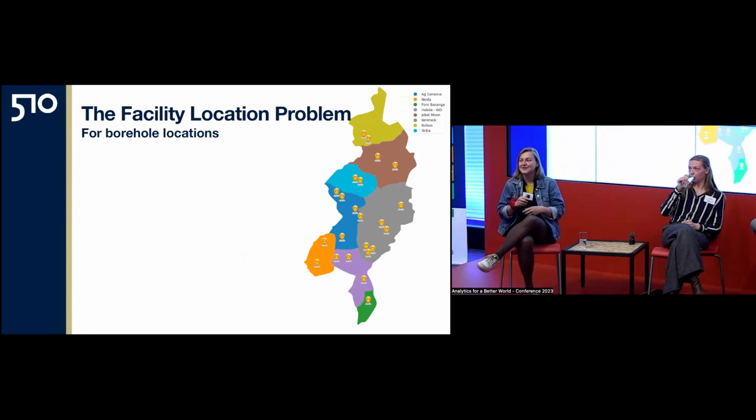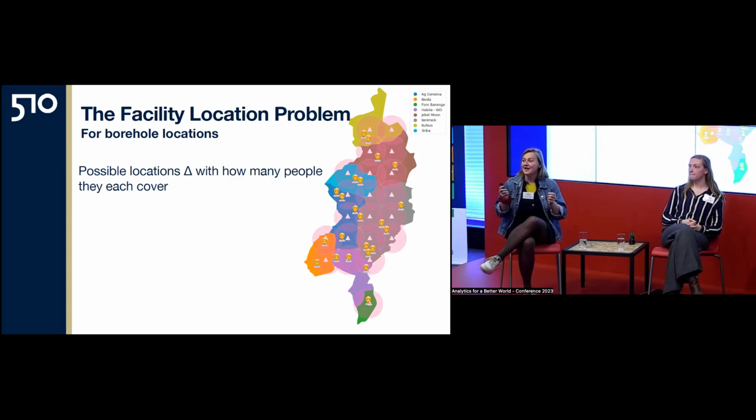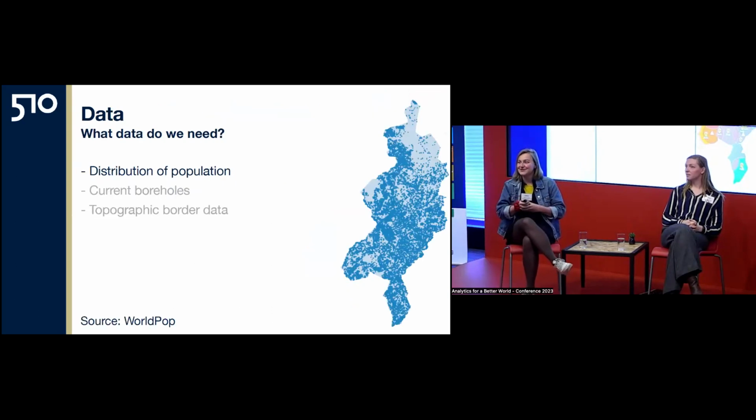So first, let me explain the facility location problem very simplistically. As you can see here, we have West Darfur, and we have the population spread all over the country. The question arises, where should we locate new boreholes? Then we look at all the possible new locations, shown here as the white triangles, and we look at how much of the population has access to these boreholes within a 500 meter range. Then, doing a lot of interesting mathsy stuff, you can find which boreholes to choose if you only have a limited amount to choose. But I won't go into that too much today.